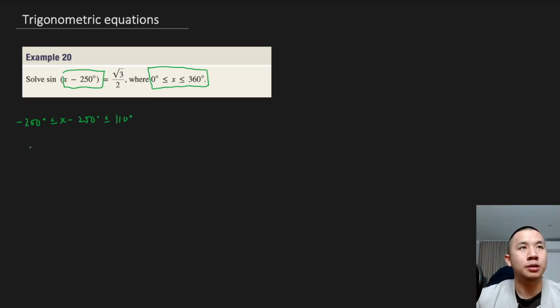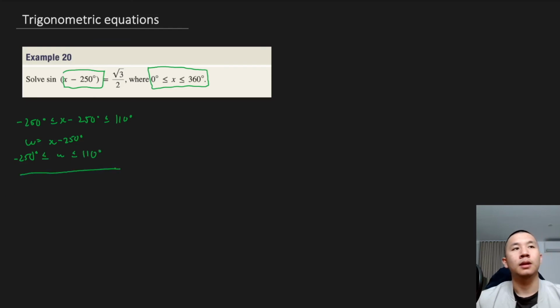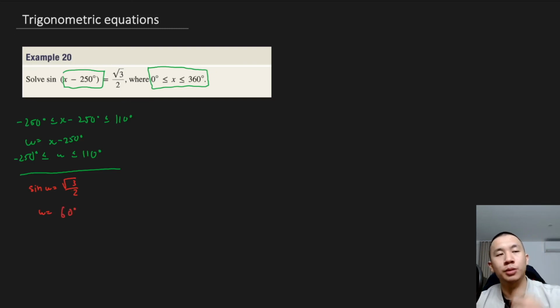Okay. Now what I'm going to do is let u equal x minus 250, so u is between minus 250 and 110. The second thing I want to do is find the principal angle. So I know that sine of u is equal to root 3 on 2, and so u is going to be equal to sine inverse of this, which is 60 degrees. And since it's positive, that is also the principal angle.